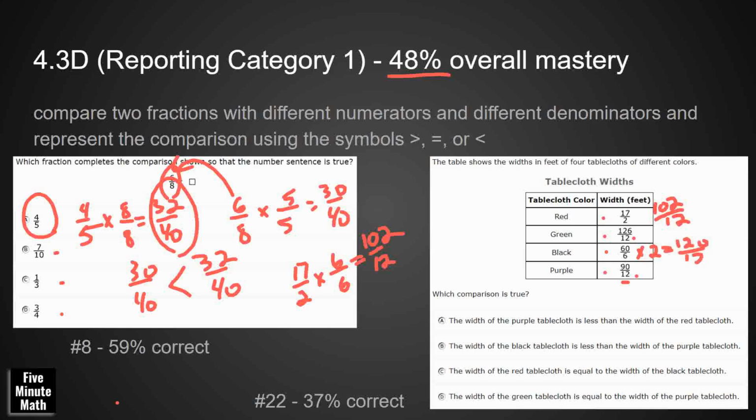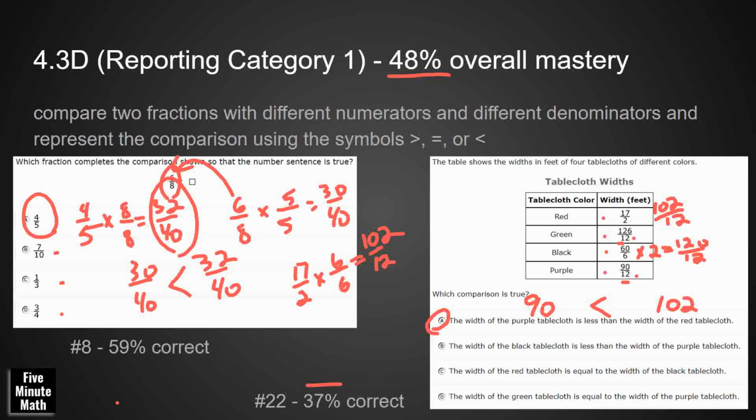And these are some of the relationships we want our students to be able to see here. And so since they're all 12s, I can just use the numerators here. So my purple is 90, which is less than the width of the red, 102. And all I need is the numerator since my denominators are all equal, right? So that looks good. Let's make sure the other ones are incorrect here since we've already got them all laid out, and we'll see which one really tripped our kids up.